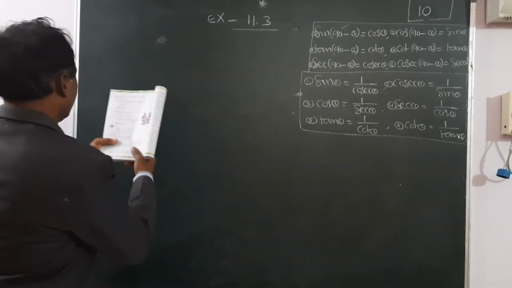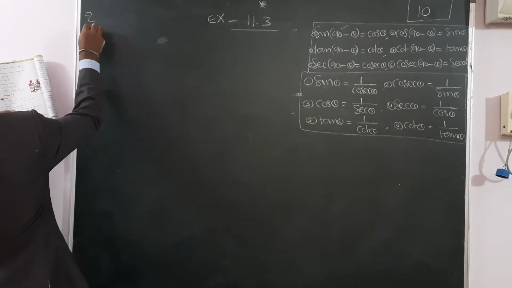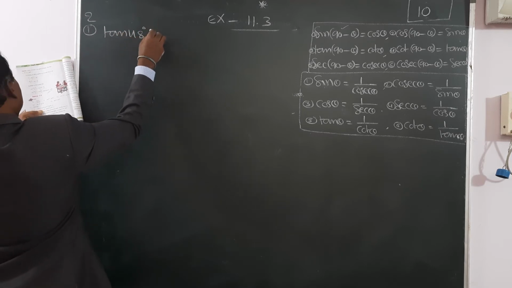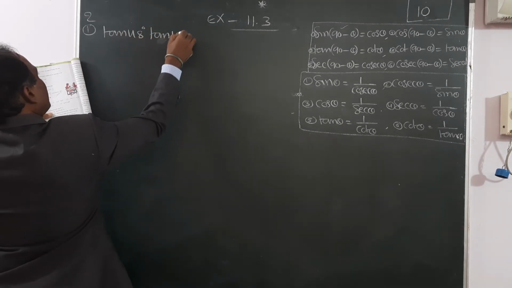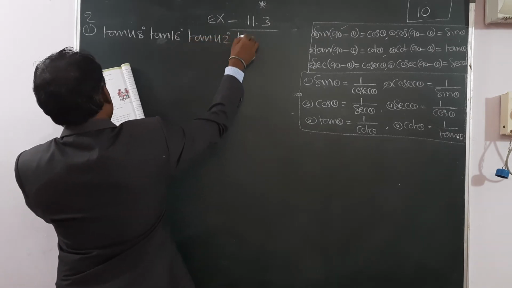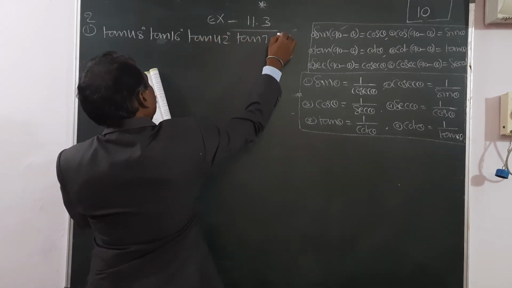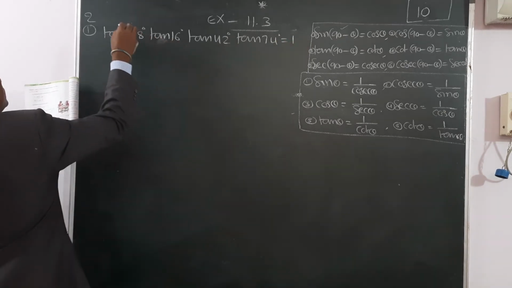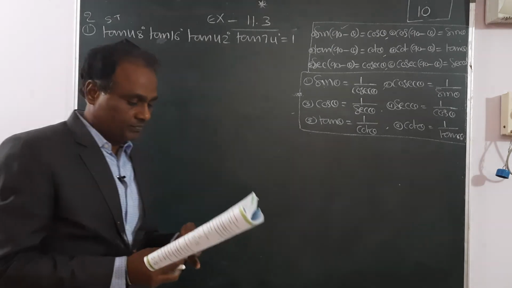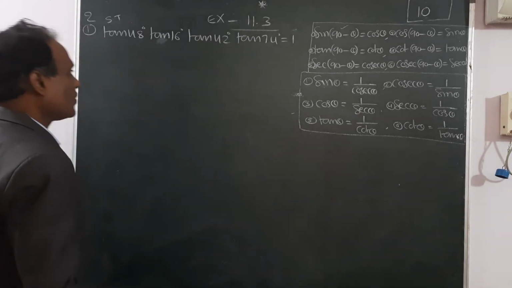See here, big problem. Tan 48, 16, 42, 74. Show that it is equal to 1. Answer should be 1. Let us solve it.